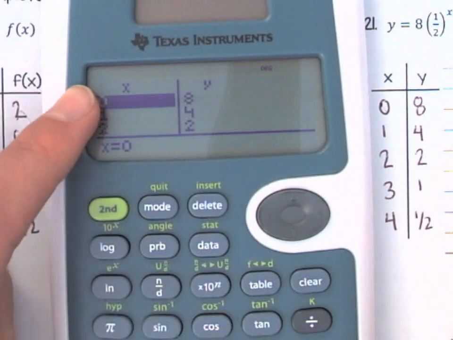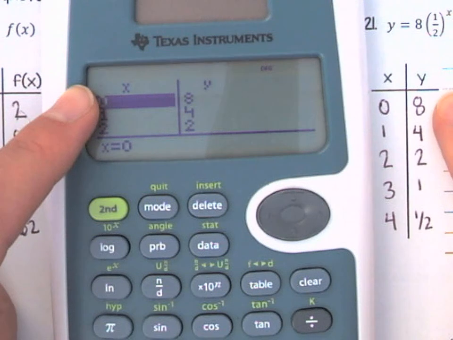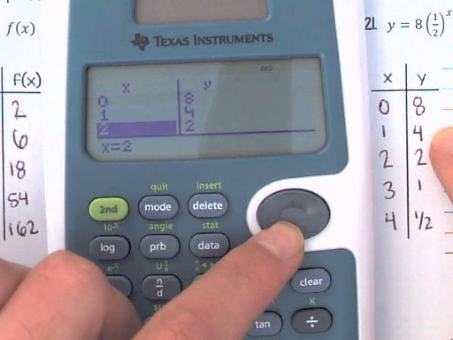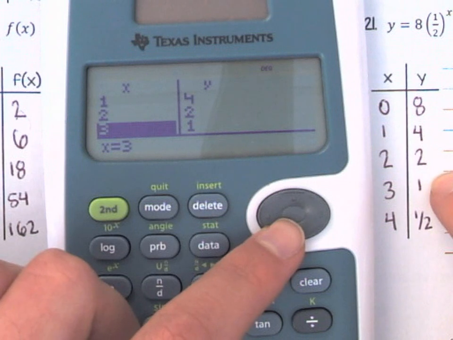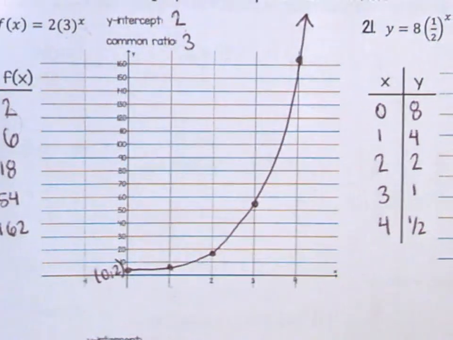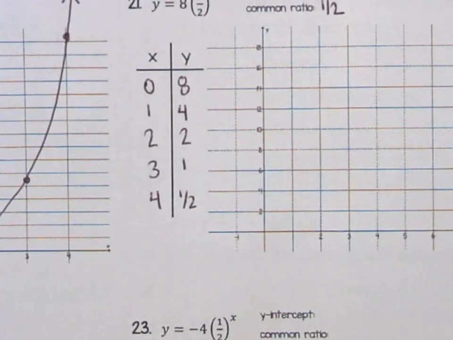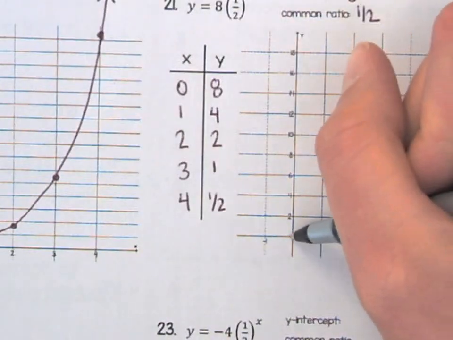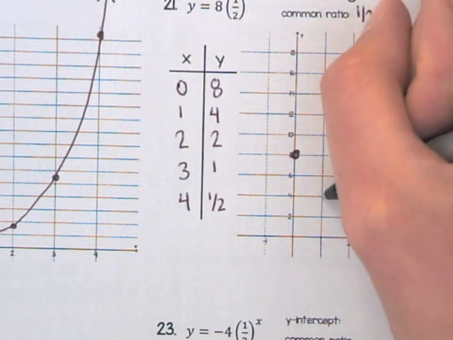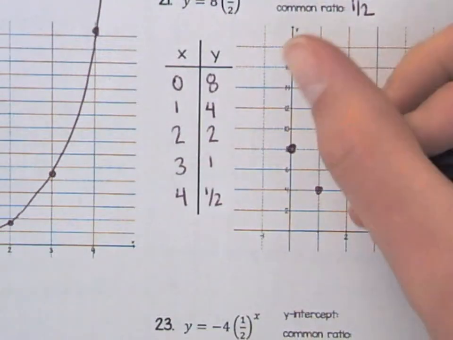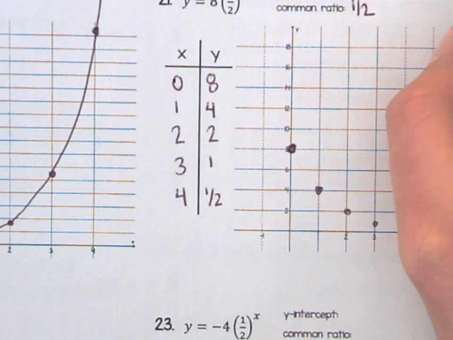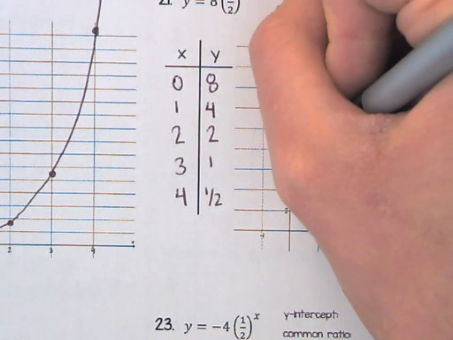At 0, we have a y value of 8. At 1, we have a y value of 4. 2 and 2. 3 and 1. And at 4, we have 1/2. So our table is working. Okay, to graph these, same idea as what we did before. When x is 0, we're up here at 8. When x is 1, we're at 4. Then at 2. Then at 1, so just halfway up here. Okay, and we can see that curve.